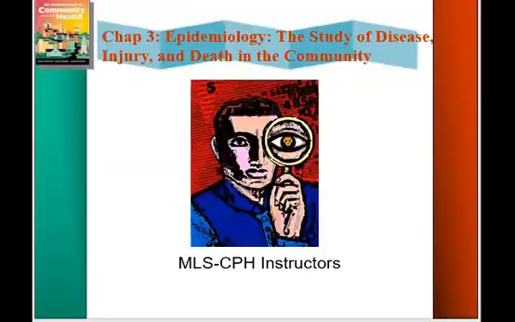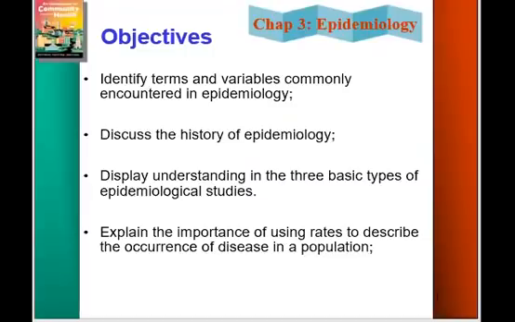Actually, I will present to you 6 objectives, 3 of which will be the main focus of this video, and the next 3 objectives will be the focus of the next video. These are the objectives of the topic epidemiology, part one. First is to identify the different terms and variables commonly encountered in epidemiology. And then we will discuss the history of epidemiology. And the last one is to display understanding of the 3 basic types of epidemiological studies. So these are the 3 objectives that we will focus on in this video.